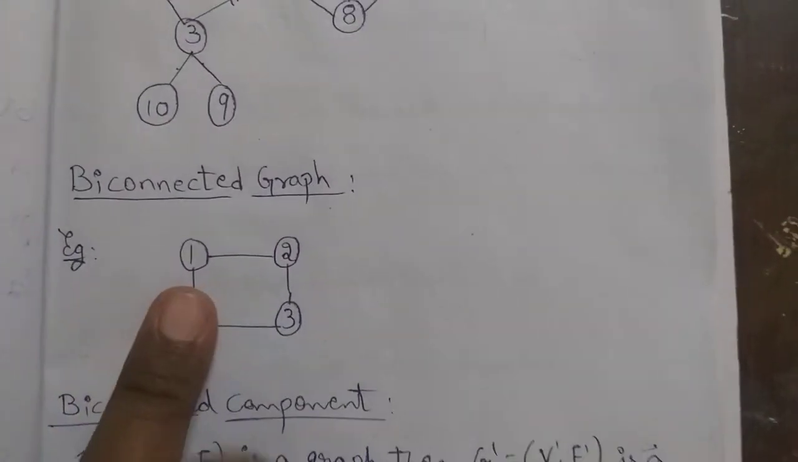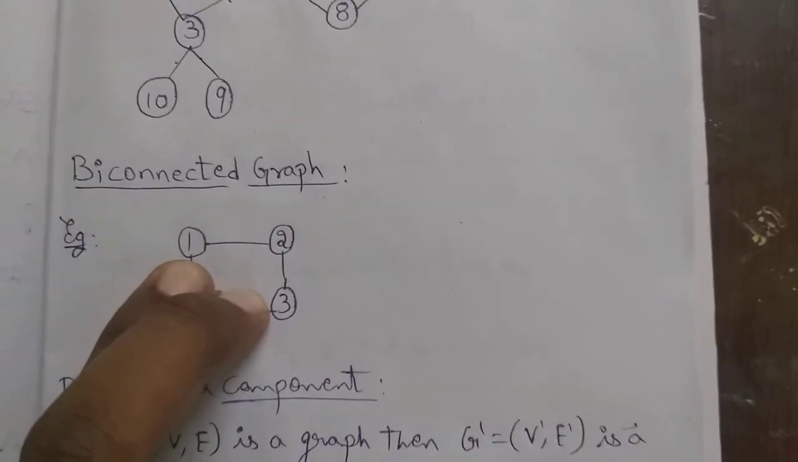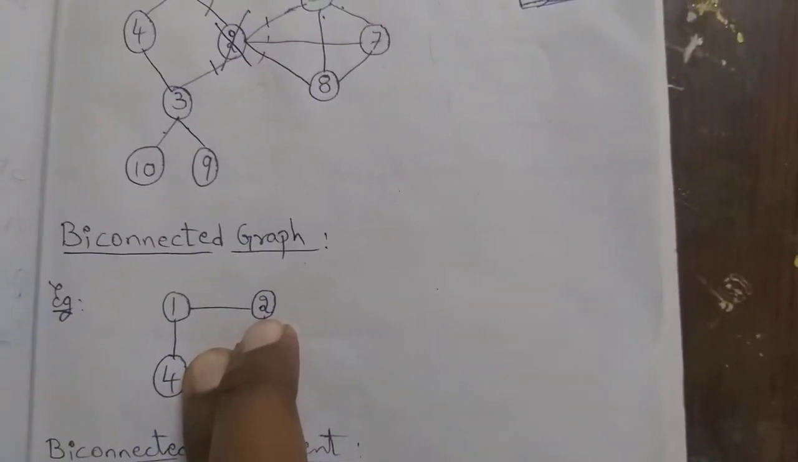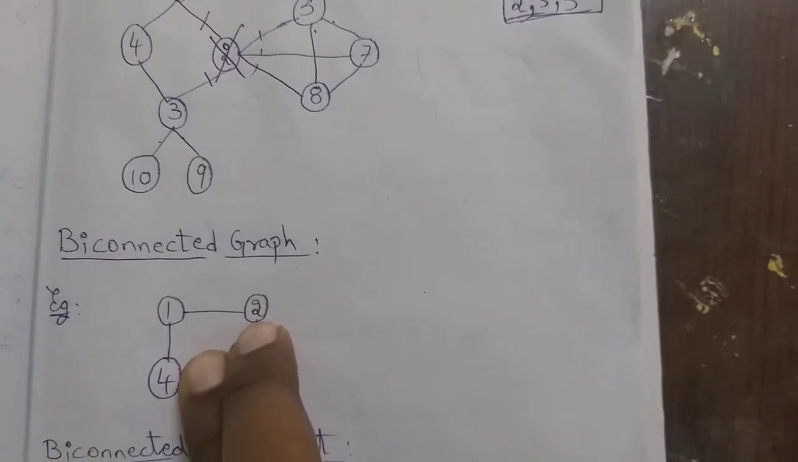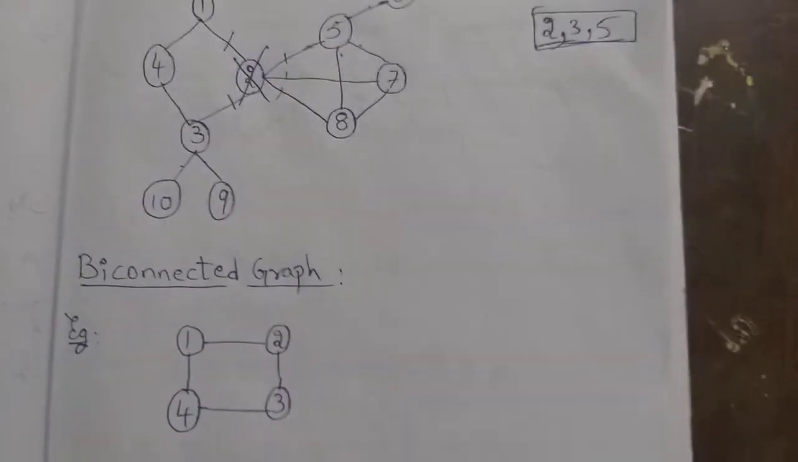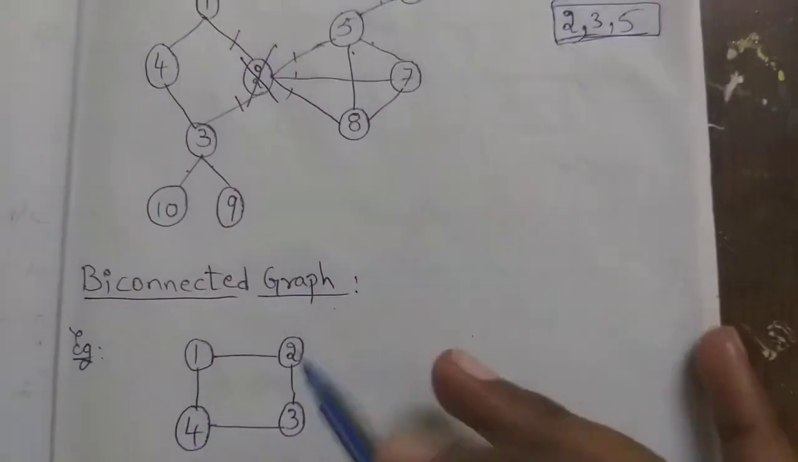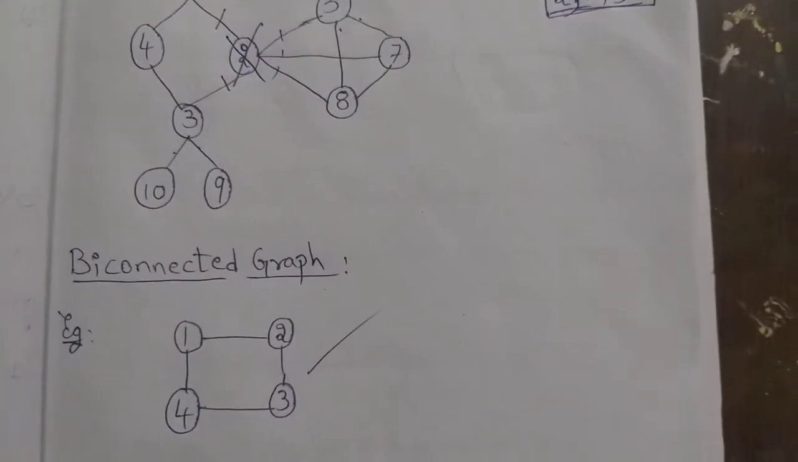If I delete 4 along with these 2 edges, is the remaining graph disconnected? No. If I delete 3 with these 2 edges, is the remaining graph disconnected? No. I can visit any vertex; 1, 4, 2 are connected. Therefore, there is no articulation point in this graph. Therefore, this graph is a biconnected graph.